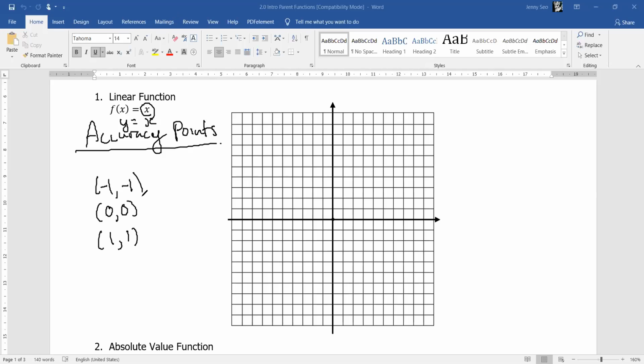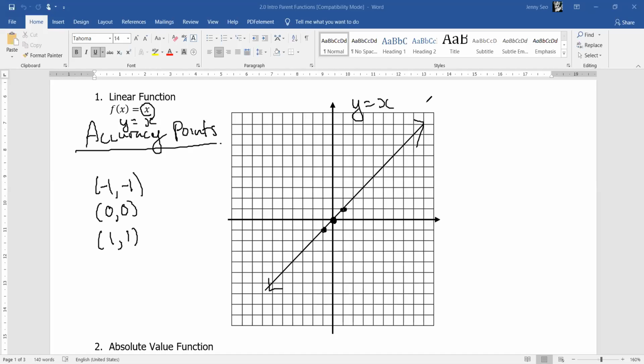-1. Yeah, there you go. Okay, and so we have (0, 0), we have (1, 1), we have (-1, -1). I'm pretty sure you will believe me when I say, hey, this is my linear function. Very straightforward. y equals x.